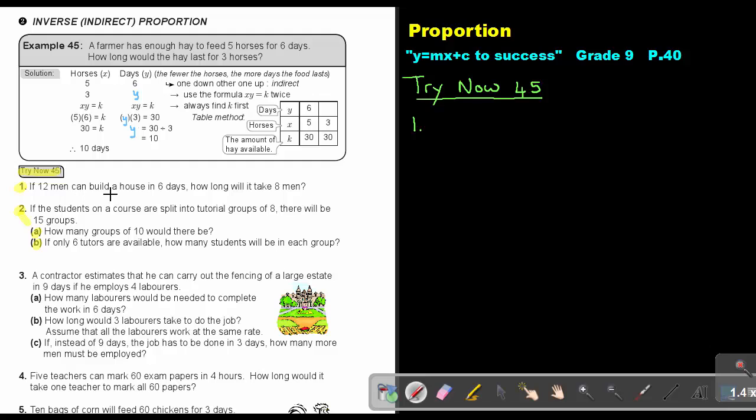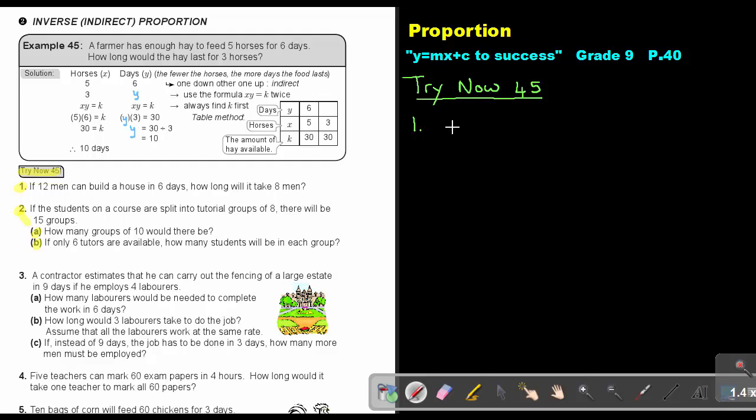If 12 men can build a house in 6 days, how long will it take 8 men? Okay, now remember, it's the same house. So 12 men take 6 days. How long will it take 8 men? What happened to the men? The amount of men went down, and it's the same house. So what will happen to the days? It will go up. So this is definitely indirect proportion.